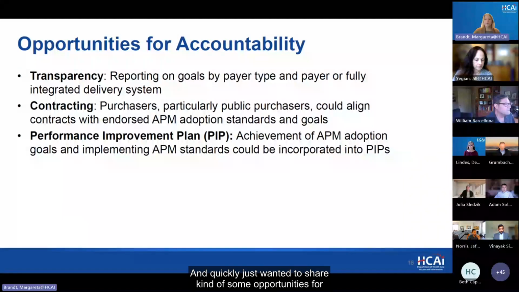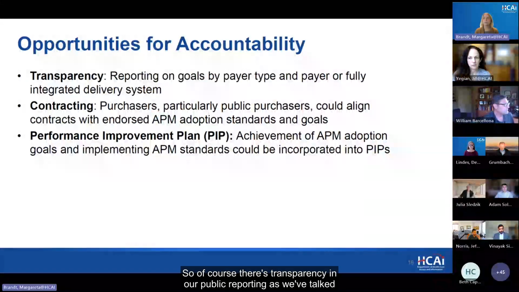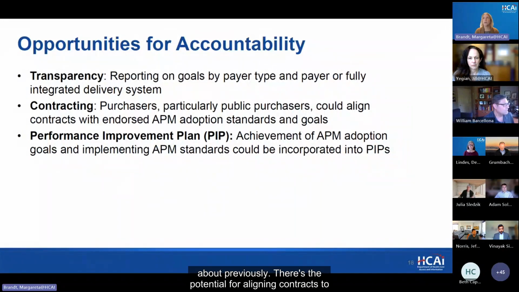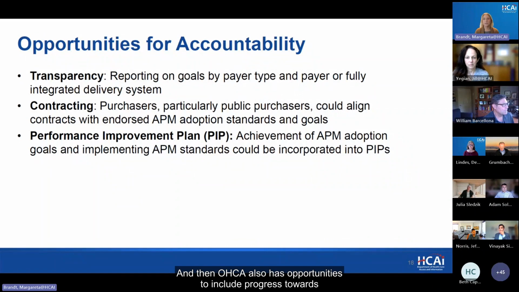Quickly, I also wanted to share some opportunities for accountability alongside the APM goals. Of course, there's transparency in our public reporting. As we've talked about previously, there's the potential for aligning contracts to focus on the APM standards and goals. And OHCA also has opportunities to include progress towards APM adoption goals and standards in performance improvement plans. These are the performance improvement plans that would be applied if a healthcare entity is not meeting a spending growth target.